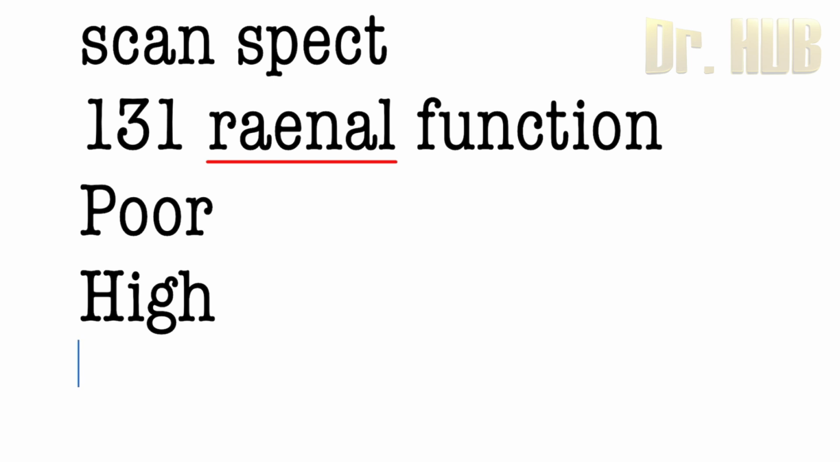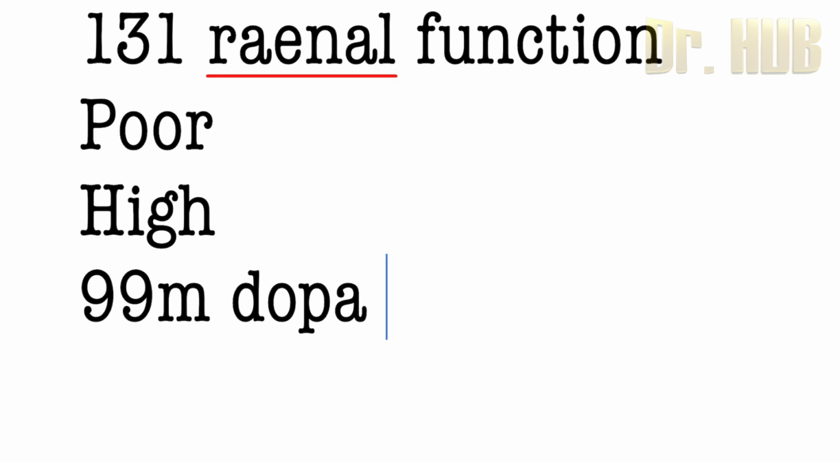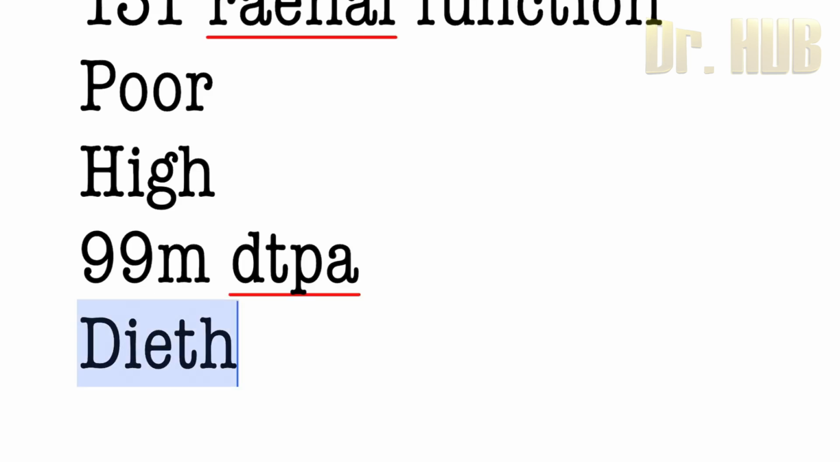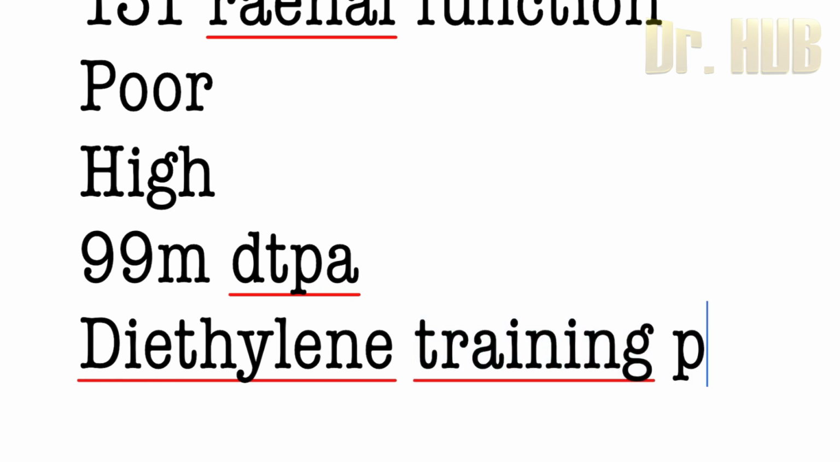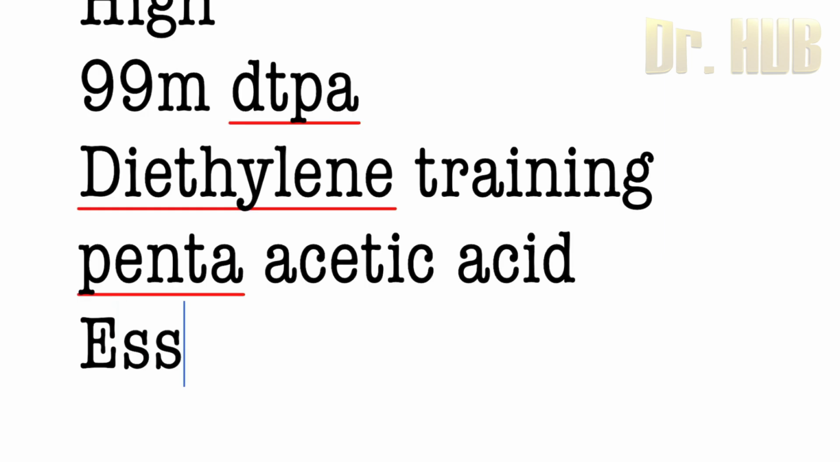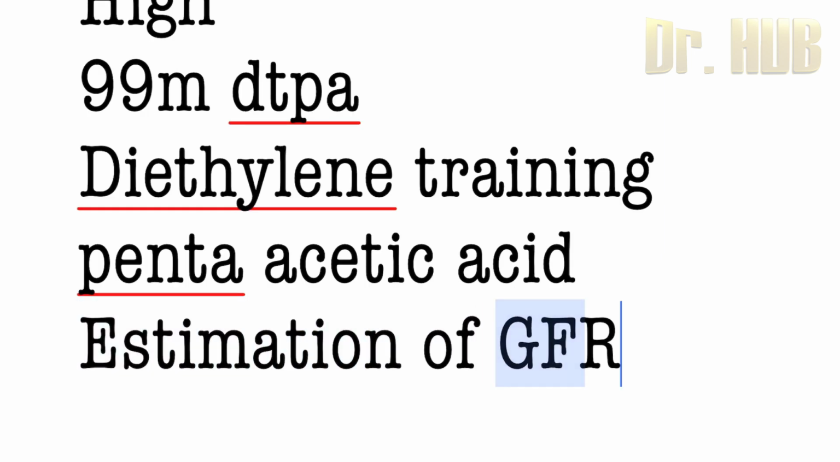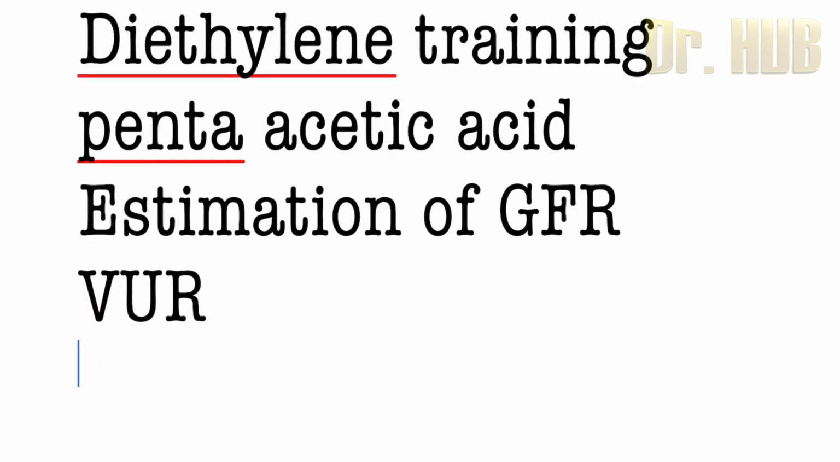Now looking at the Tc99m DTPA. So what is the use of this DTPA? It is diethylene triamine penta-acetic acid. It is used for the estimation of the GFR, vesicoureteric reflux (VUR), as well as in case of renal tract obstruction.